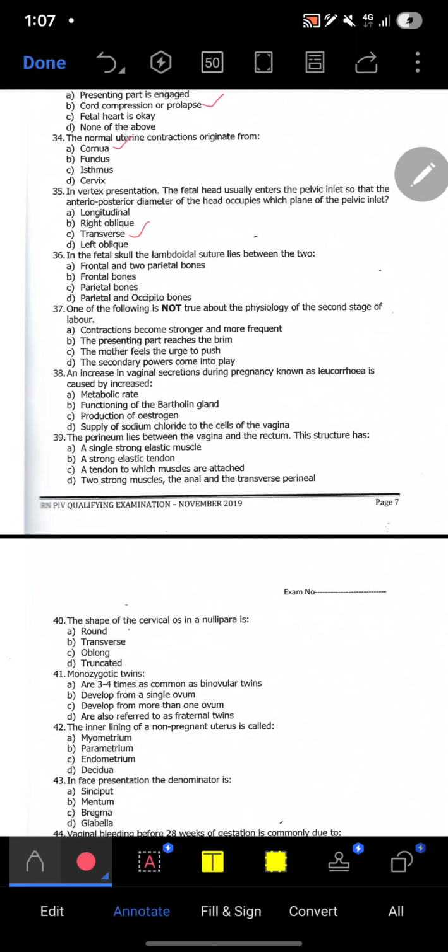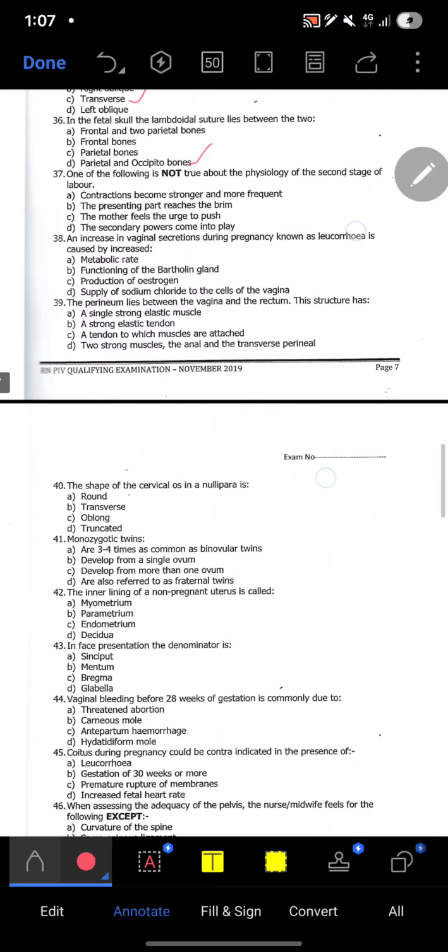Question 36. In the fetal skull, the lambdoidal suture lies between two. The correct answer for 36 is D, between two parietal and occipital bones. Question 37. One of the following is not true about the physiology of second stage of labor. The correct answer is B. The presenting part reaches the brim.